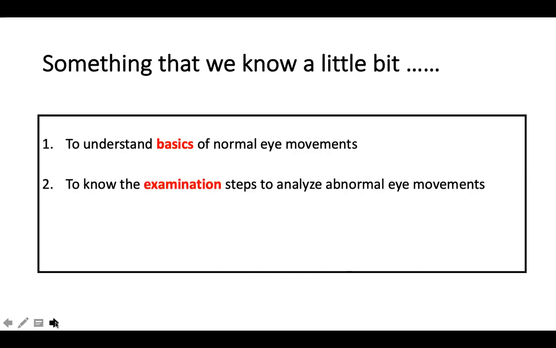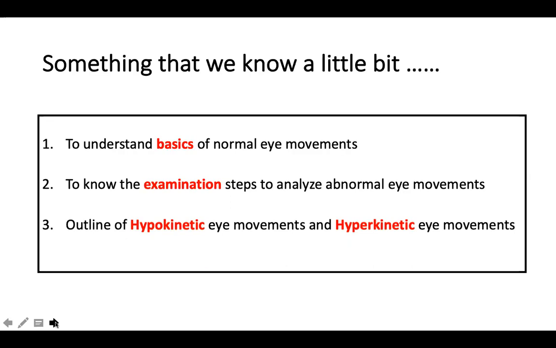We will try to understand certain steps in the ophthalmological examination in a stepwise manner so that we can derive maximum information. And I will outline the eye movements which are reduced, basically the paralysis and the palsies or hypokinetic eye movement disorders, and very unusual eye movements in which the eye movements are increased, known as hyperkinetic eye movement disorders. So these are the 3 basic headlines or 3 basic themes I want to discuss today. So we'll go one by one.